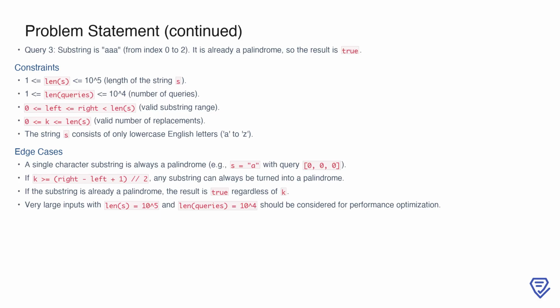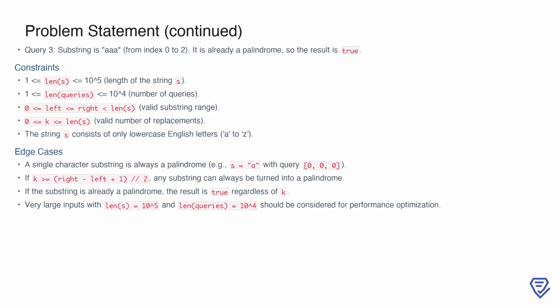The string S can have a length of up to 100,000 characters, and there can be as many as 10,000 queries, so efficiency is key. Each query specifies a valid substring range, left, right, and a non-negative k value that does not exceed the length of the string. Edge cases to keep in mind include single-character substrings, as they are always palindromes, and scenarios where k is large enough to allow any substring to be transformed into a palindrome. For instance, if k is greater than or equal to half the length of the substring, we can always make it a palindrome. Another edge case is when the substring is already a palindrome. In such cases, the result is true regardless of k.